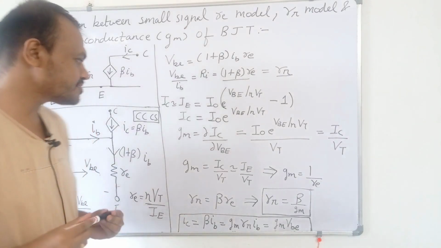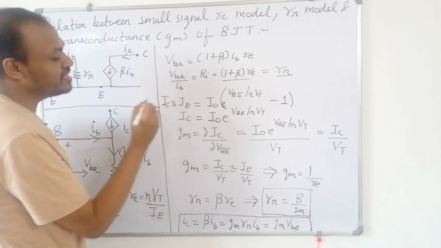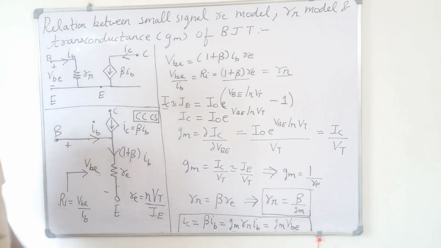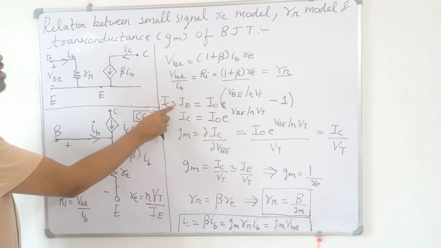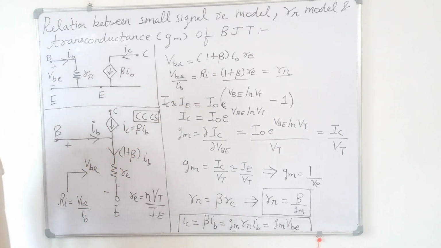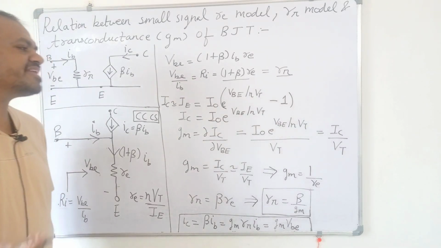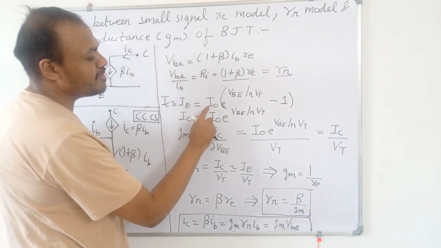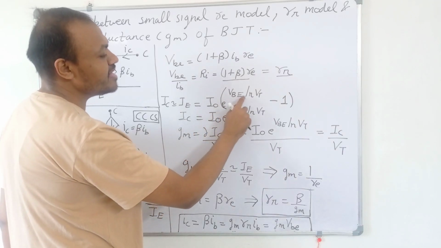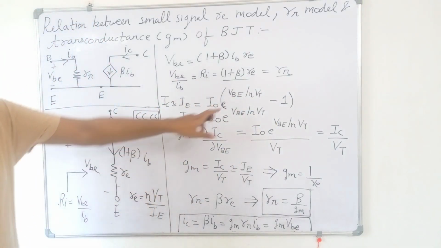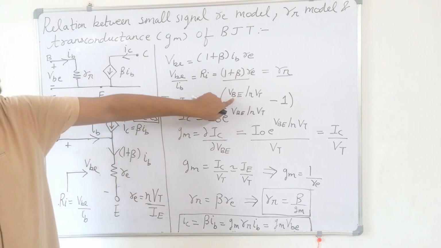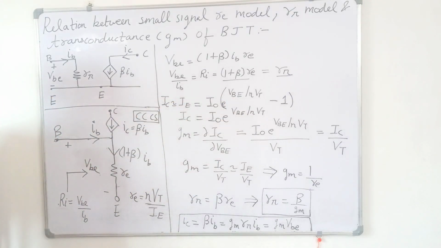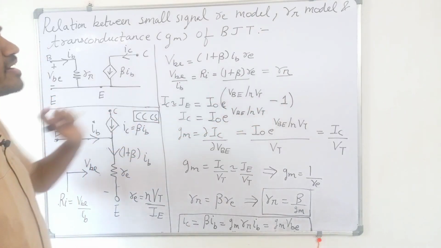Now we will try to find the relationship for transconductance. The collector current IC is approximately equal to the emitter current IE, because the base current is generally very small. The equation for emitter current is I naught times (e to the power VBE upon eta VT minus 1). This is the equation for diode current, because the base and emitter terminals can be thought of like a diode. VBE is the voltage between base and emitter.